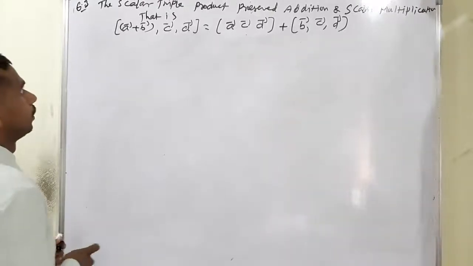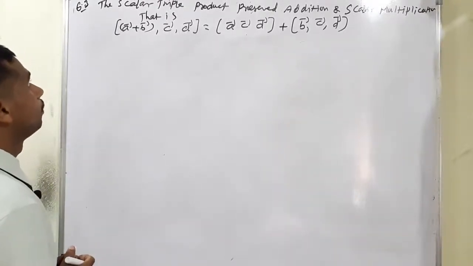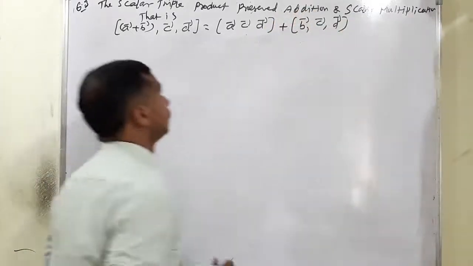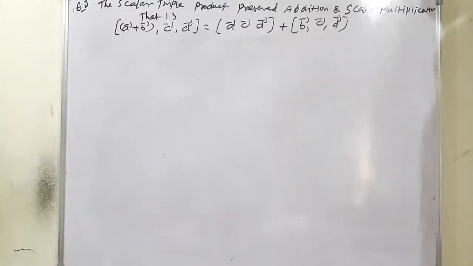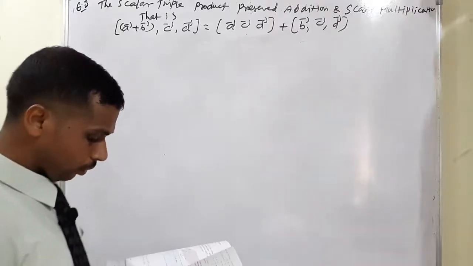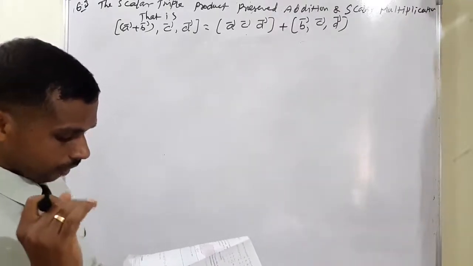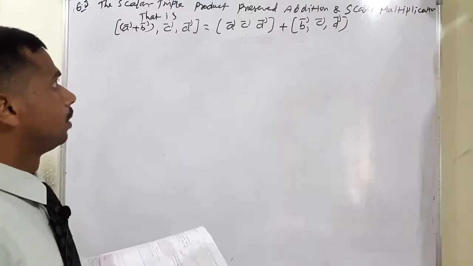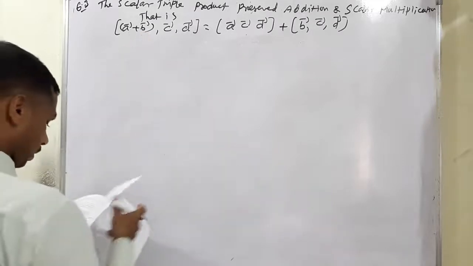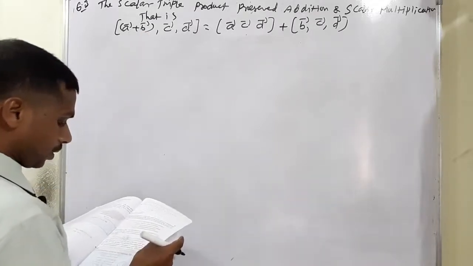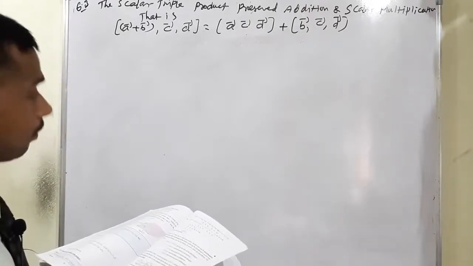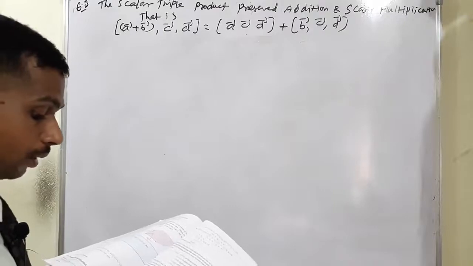Okay, I will continue with the next theorem, 6.3. Continuation of 6.3 from the theorem. The main point: the scalar triple product preserves addition and scalar multiplication. They have given six different categories in your book, isn't it? If you do the first one, third one and fifth one, it is the same concept. The first one, what is the concept? The bracket of A vector plus B vector, comma C vector, comma D vector is equal to A vector, C vector, D vector plus B vector, C vector, D vector.